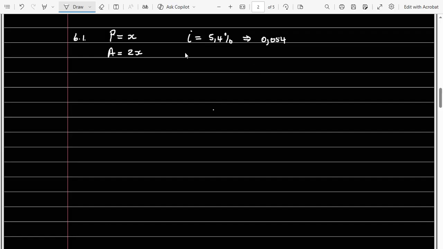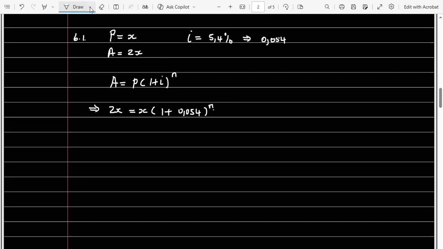Now remember, this is compound interest, and the formula for compound interest is A equals P times (1 plus i) to the power n. We are looking for the value of n. So let's do the substitution. A is 2X, equal to P, that's X, into 1 plus the interest of 0.054. Remember, you don't have to say i over 12; you just substitute the 0.054 and everything to the power n.